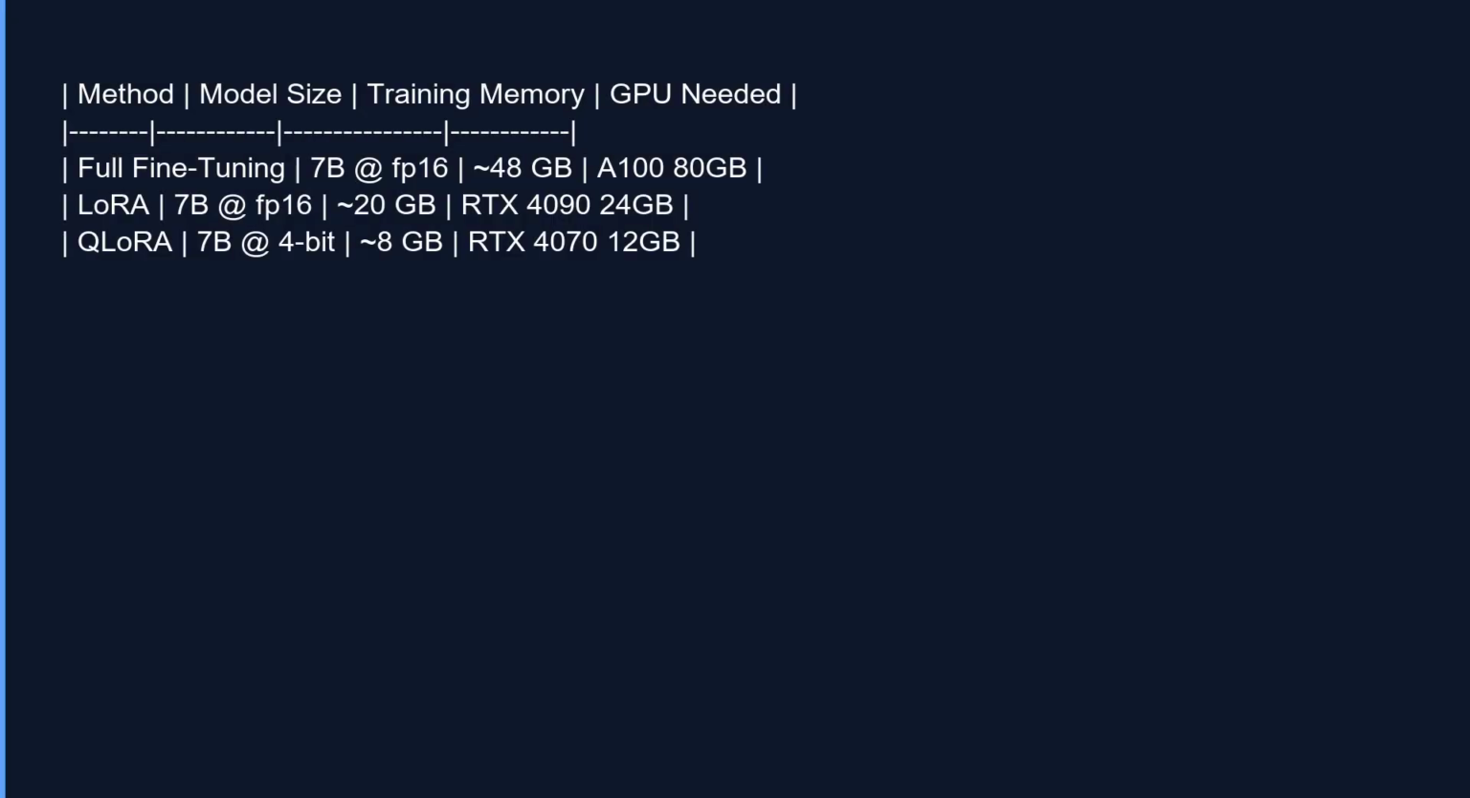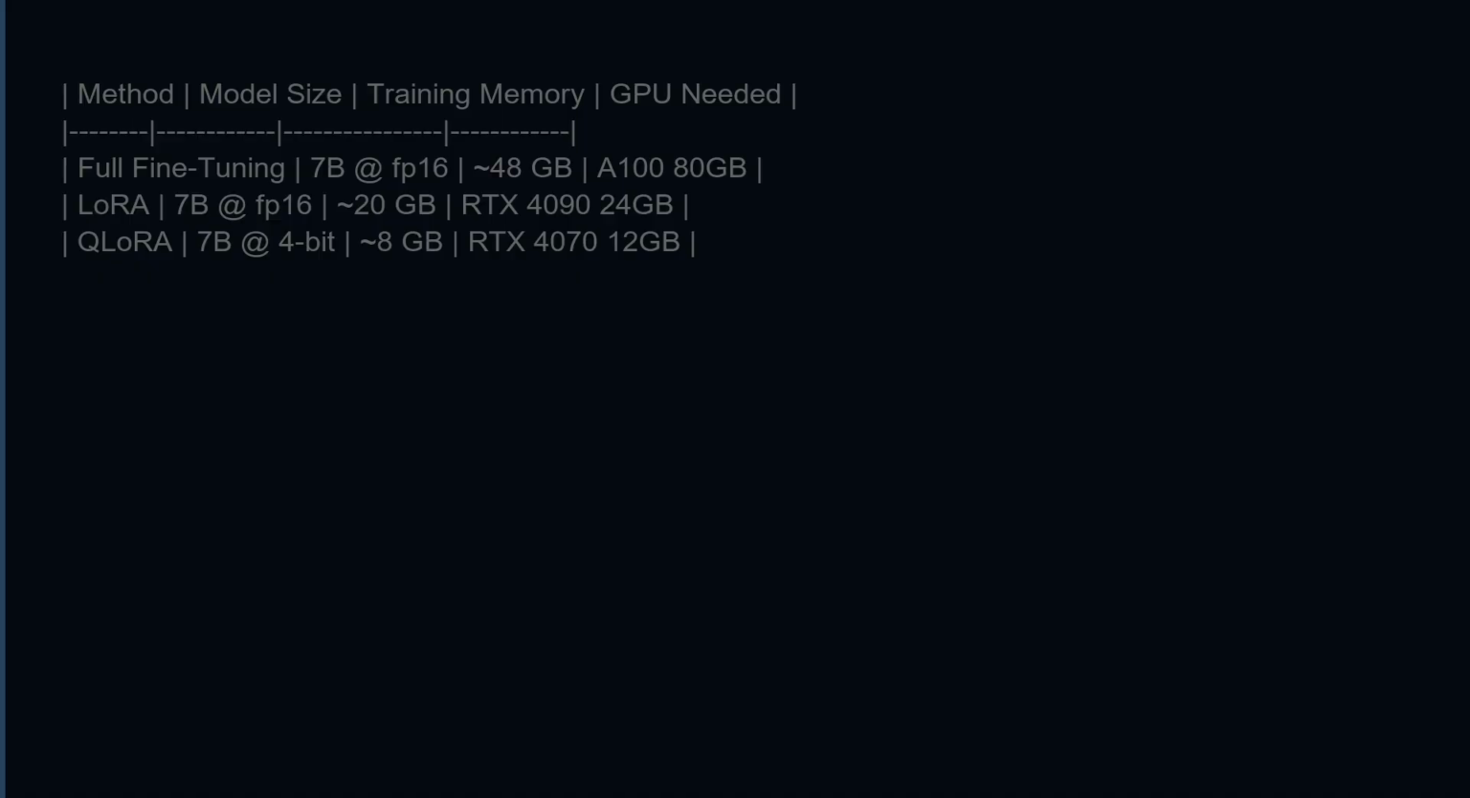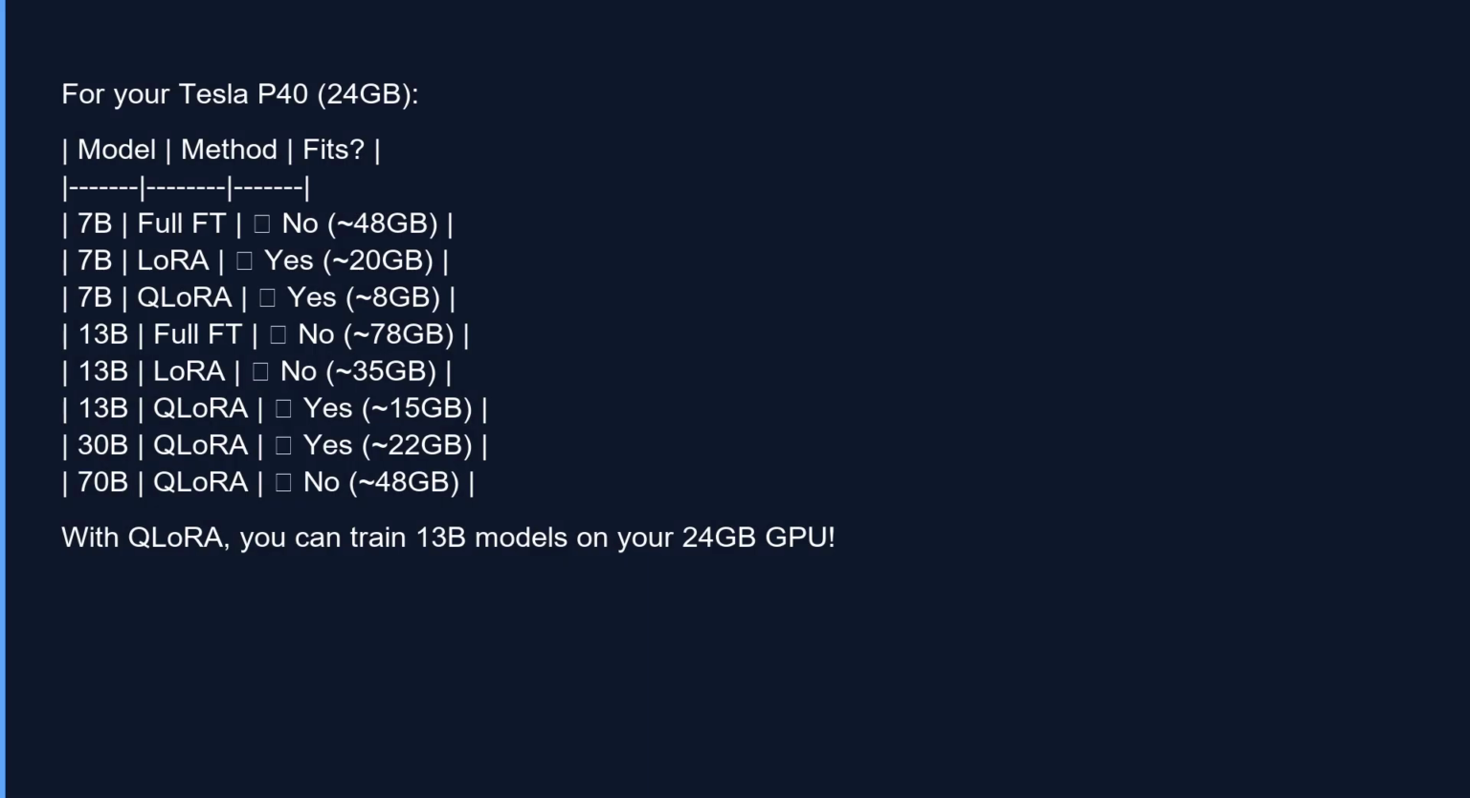Comparing methods by model size, training memory, and GPU needed. Full fine-tuning, 7B at FP16: 48 GB, needs 80 GB. Low-rank adaptation, 7B at FP16: 20 GB, an RTX 4090 with 24 GB. Quantized low-rank adaptation, 7B at 4-bit: 8 GB, an RTX 4070 with 12 GB. For your Tesla P40, 24 GB.